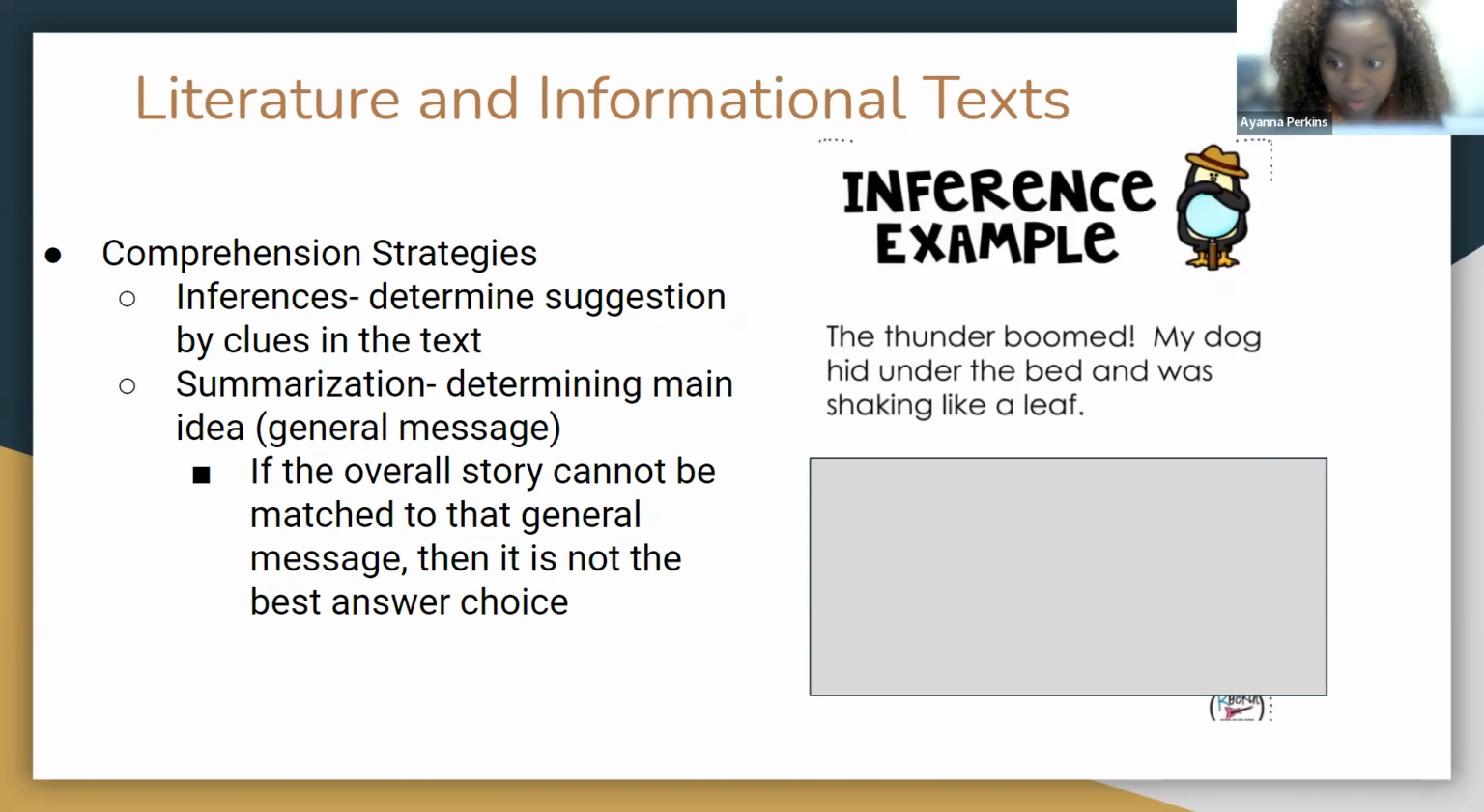The thunder boomed. My dog hid under the bed and was shaking like a leaf. What is the inference that you can make here? What can you infer? What is suggested by this that's going on? I can infer that the dog is afraid of storms. Very good. What made you say that? The thunder booming and the dog hiding under the bed and shaking.